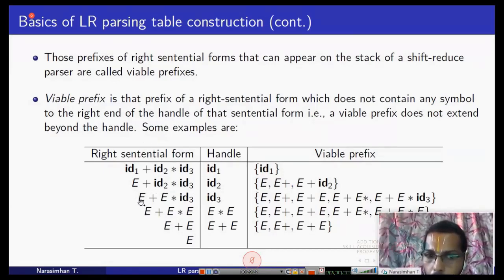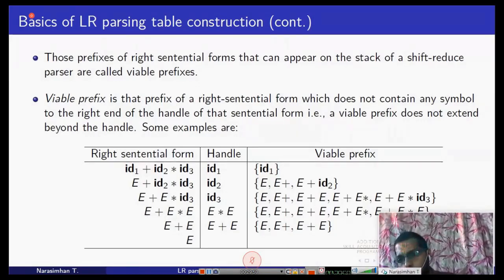Now the third one, E plus E star ID3, where the handle is ID3. What are the viable prefixes here? E, E plus, E plus E, E plus E star, and E plus E star ID3. Now for the right sentential form E plus E star E, the handle is E star E. What are the viable prefixes here? E, E plus, E plus E, E plus E star, and E plus E star E. The right sentential form itself is a prefix.